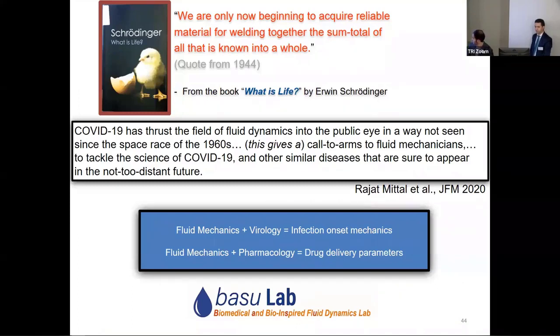These are the bottom lines for my group. Fluid mechanics plus virology would give us knowledge about the infection onset process. And with pharmacology, we would know more about the drug designs.